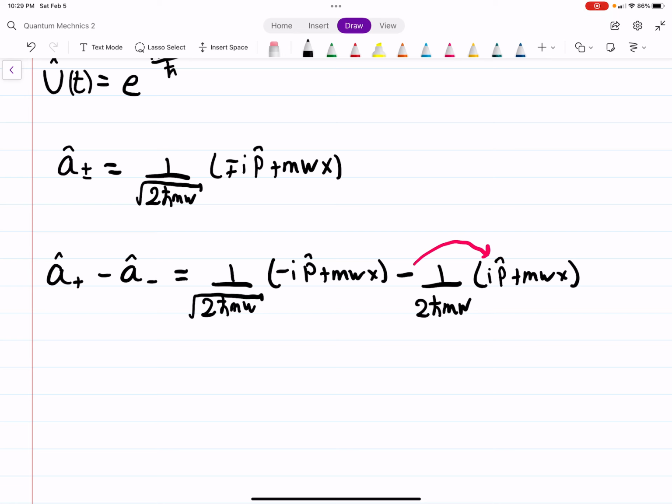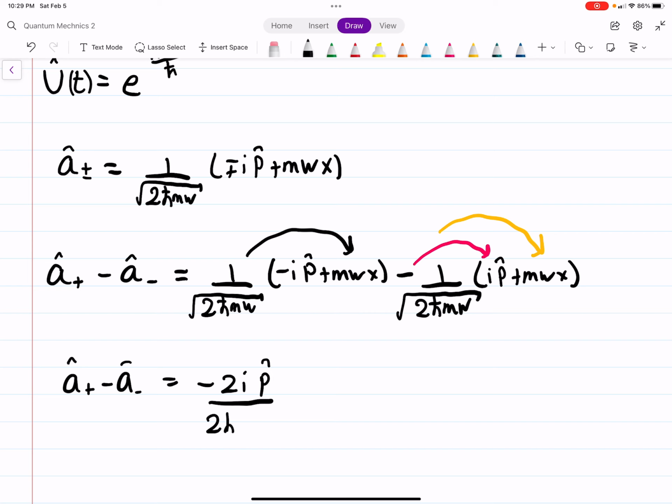So we're just going to do a little bit of math here, and I'm going to multiply over. When we distribute this, you're going to get minus i p minus i p. Oh, this is a square root, right? So that'll actually just be 2. And then when you distribute this, you'll get a plus and a minus. Those are the same terms, so those are going to cancel. So your ladder operator is, in that case, just going to be equal to minus 2ip over all this stuff.